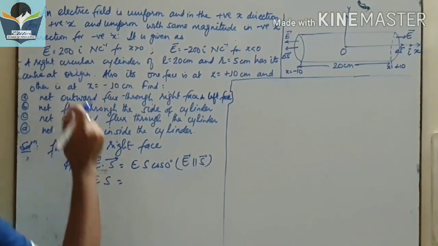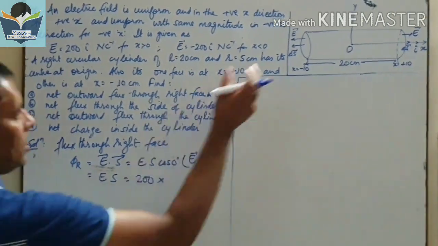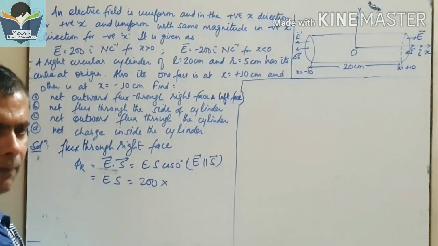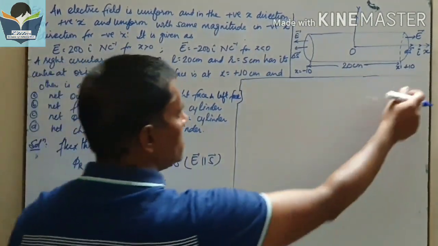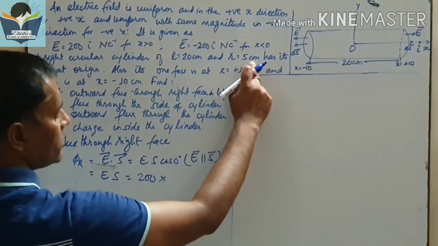This is given to us as 200 into, how much is the area? The area of this surface. This is the spherical base, cylindrical base, and this is circular in shape, and the radius of this is given to us as 5 centimeter.